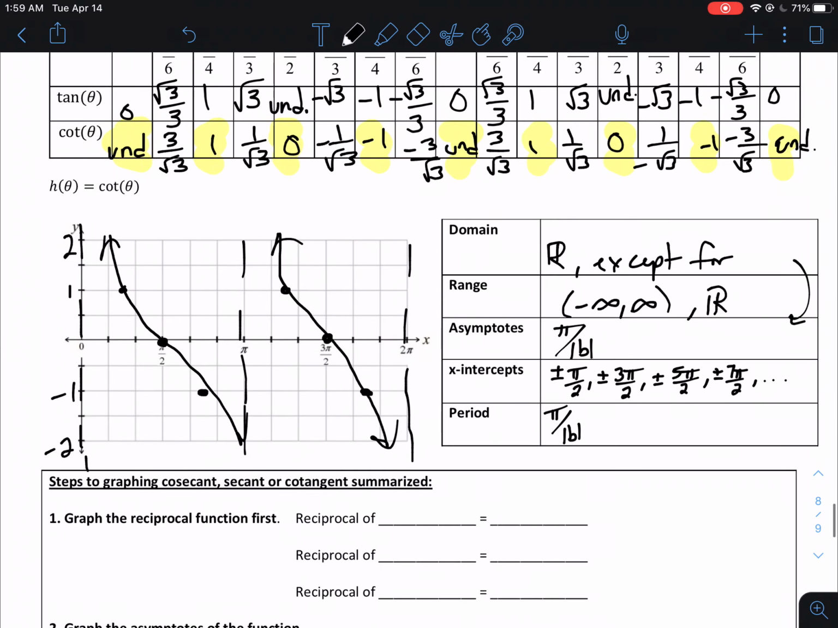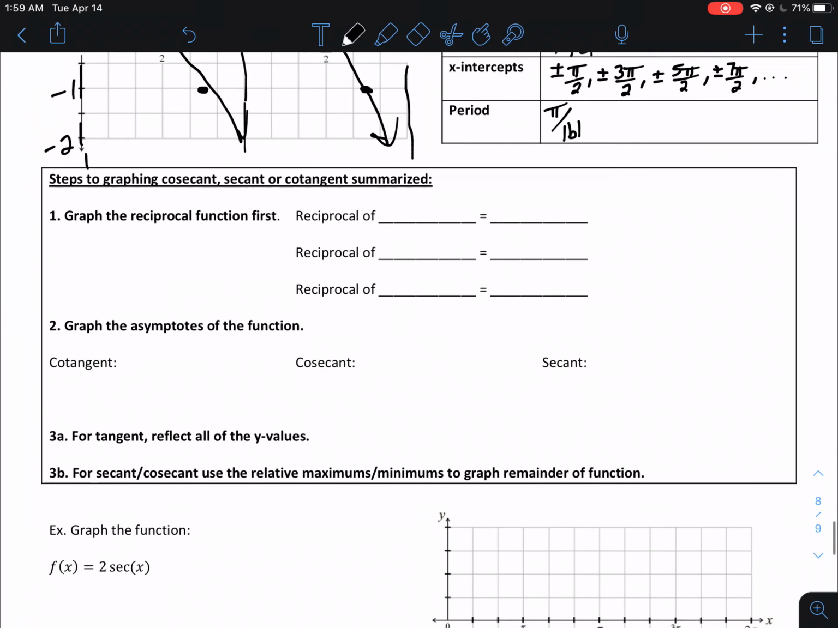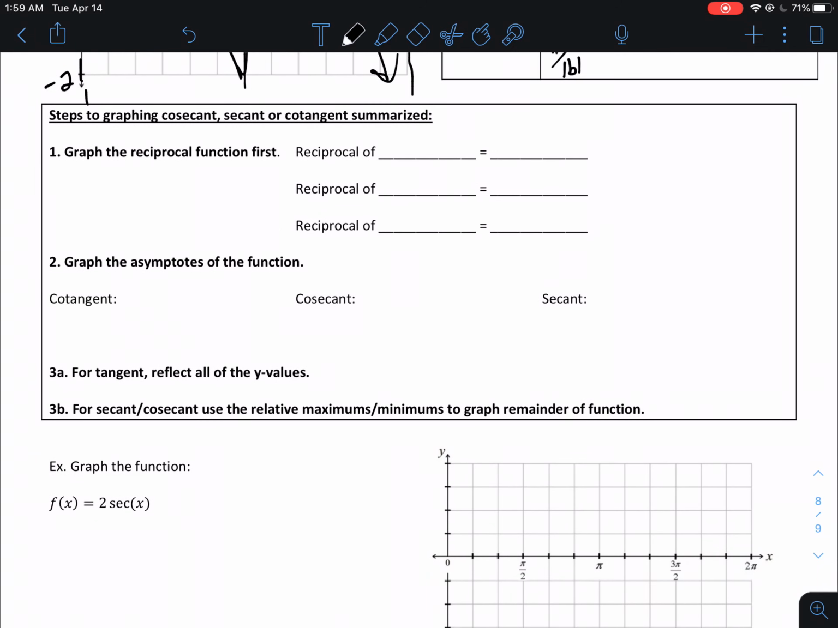So to summarize what we've seen in this section, our steps to graphing cosecant, secant, or cotangent. The first thing you're going to want to do is graph the reciprocal function first. So remember that the reciprocal of, let's start with cosecant, is 1 over sine.